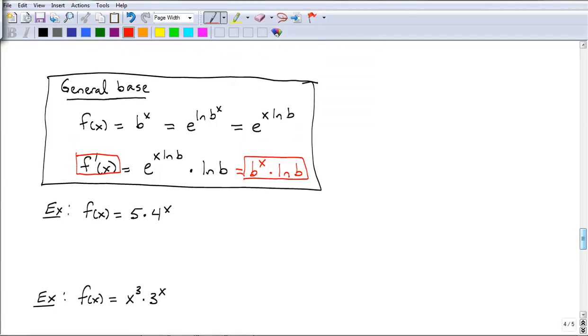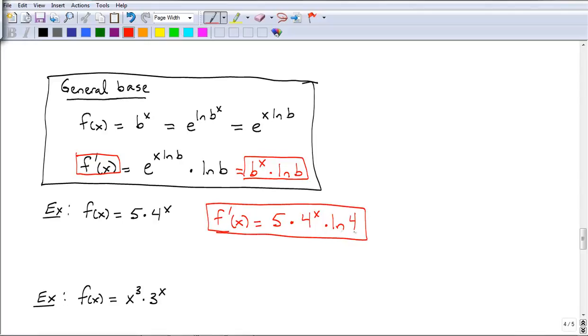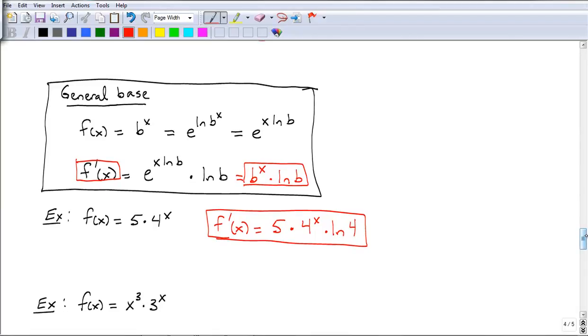So let's look at this first one, 5 times 4 to the x. When I find the derivative, 5 is a constant because there's no variables in it. The derivative of 4 to the x, you get back what you started with times the natural log of the base. Notice if the base is e, you get the natural log of e, which is just 1. That's why you don't see this when you're taking derivatives of these. Back what you started with times the natural log of the base.